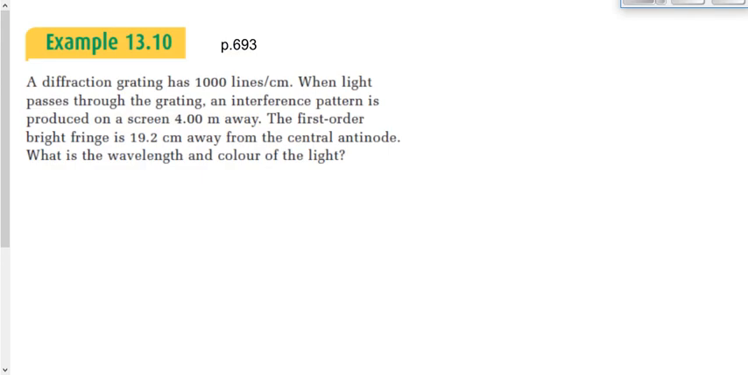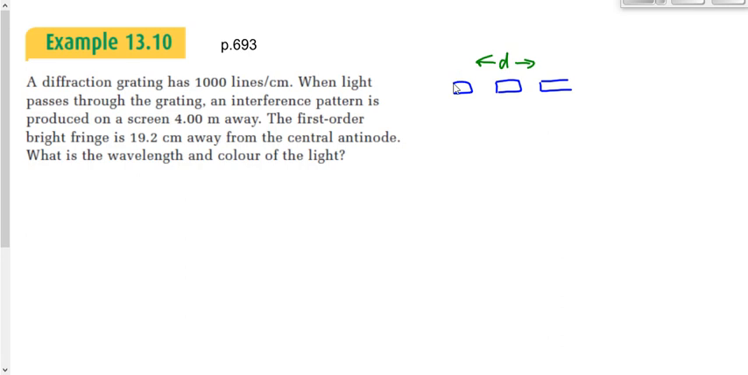Last example for the day on page 693 says a diffraction grating has 1,000 lines per centimeter. What does that mean? Well, this is a diffraction grating where you have 2 openings, right? We also call that a double slit experiment. Specifically, it's sometimes called Young's double slit experiment, named after Thomas Young who did this experiment first. 2 slits, diffraction grating, whatever, right? The distance between those slits is, of course, called little d.